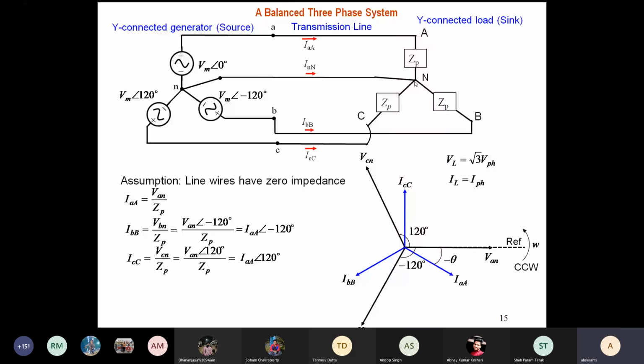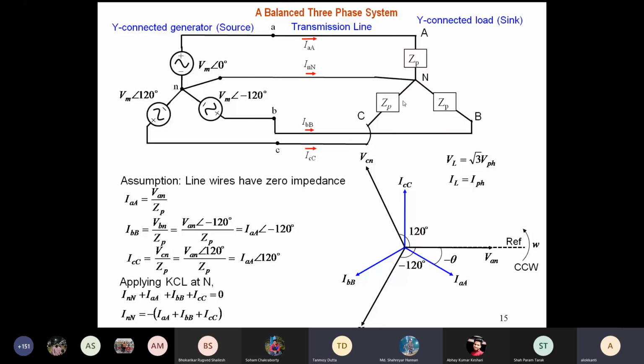Applying KCL at N, what will you get? Sir, their sum is 0. IN equals 0. IAA plus IBB plus ICC, all going to 0. So IN is basically equal to minus of IAA plus IBB plus ICC. Find out this value.